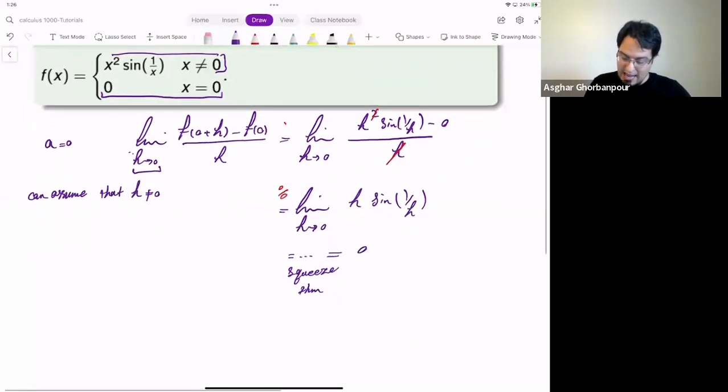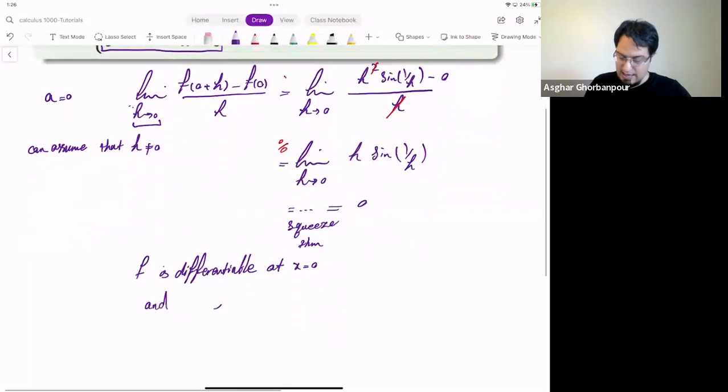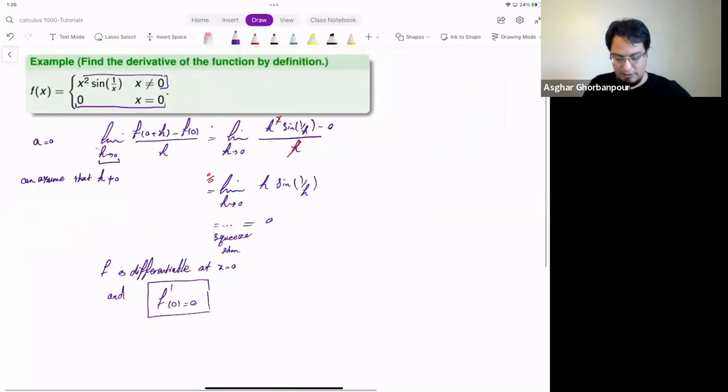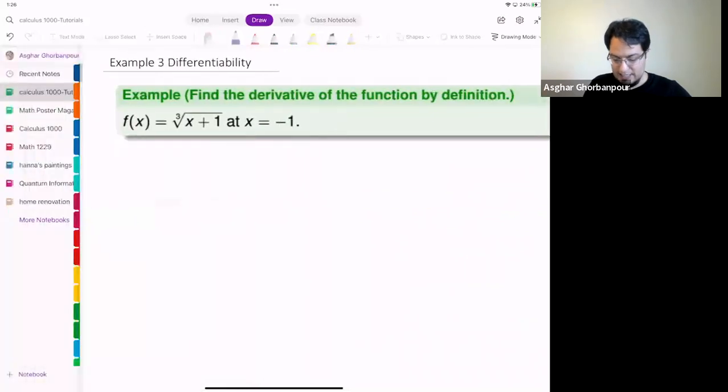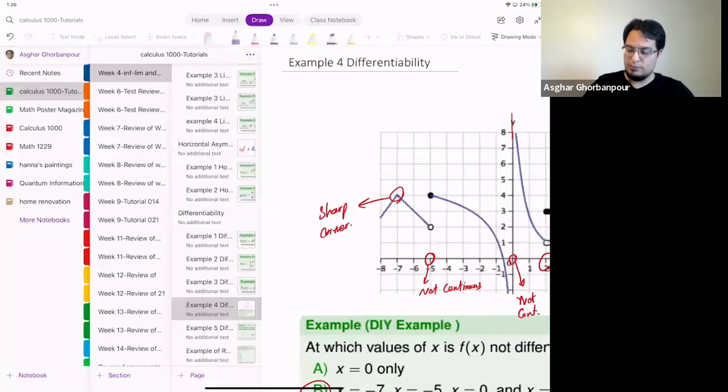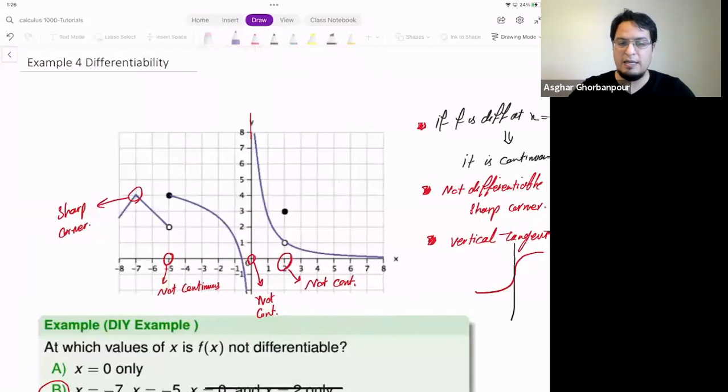So this means that f is differentiable at x equal to 0, and f prime at 0 is actually equal to 0. Okay, I think this is the time to stop. There were more examples. I will leave these ones for you to go over, but that's what I had to say to you today. Let me pause the video here.